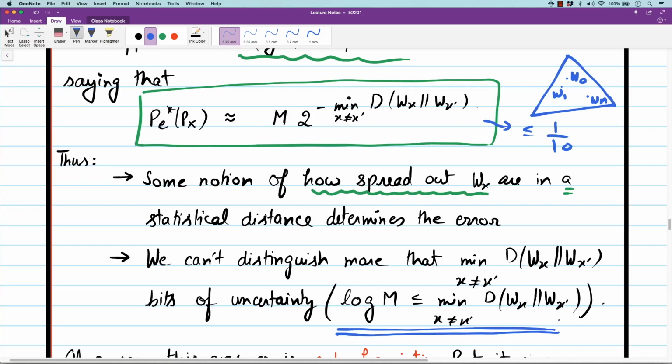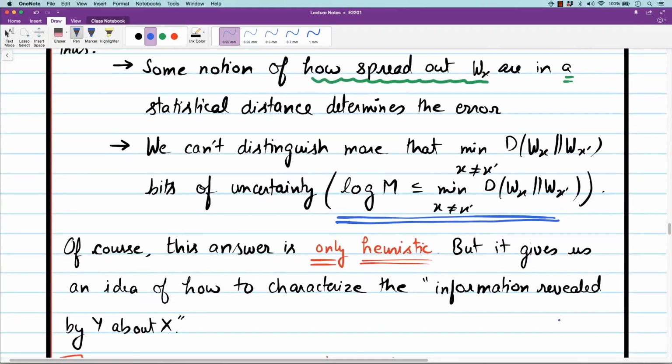All right, but all of this was just heuristic. These are just rough calculations; I didn't try to make them very formal. But these two conclusions, which are more qualitative, will stand, and they gave us some idea of how to characterize the information revealed by y about x, and we'll build on this idea. In fact, in the next lecture, I'll right away give you the answer to this question, and then we'll come back and see how that answer relates to these quantities, the minimum distance, or whether some other notion of distance can be used. All right. So see you in the next lecture.